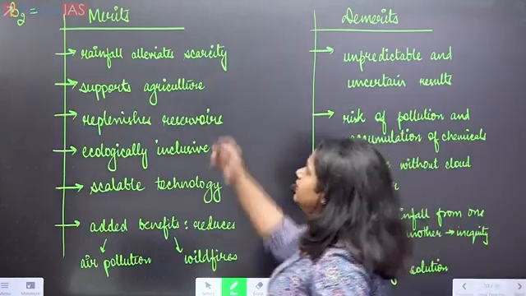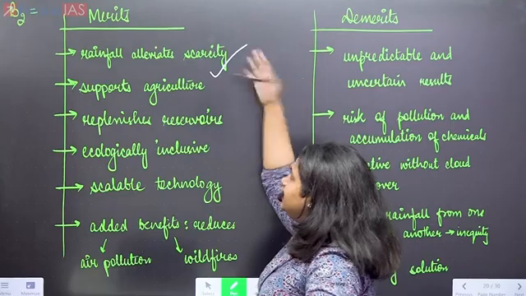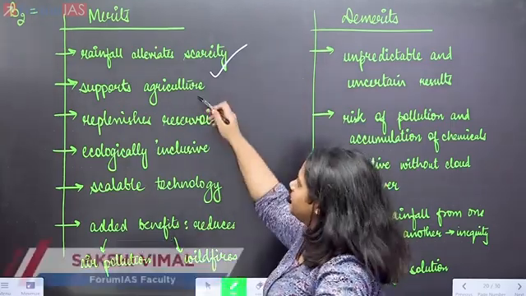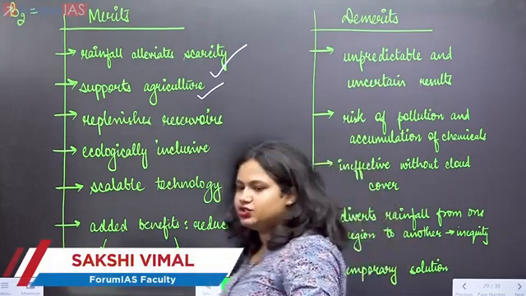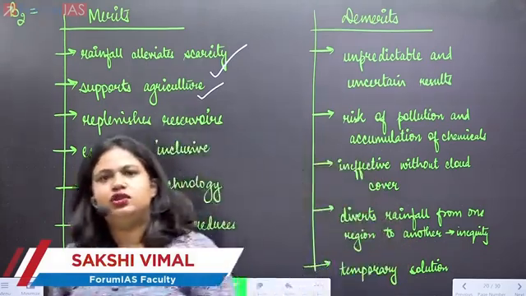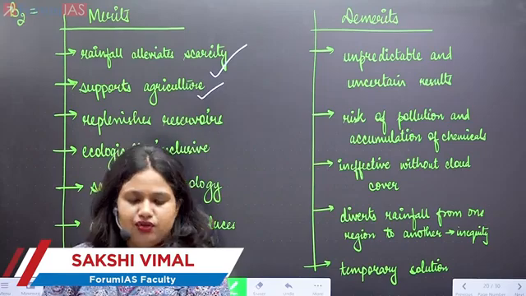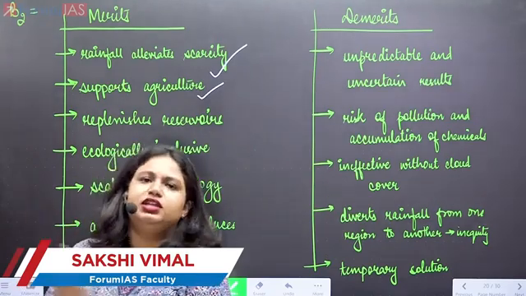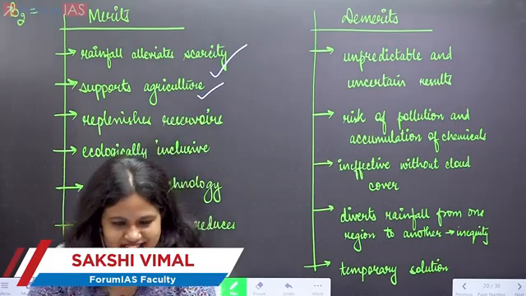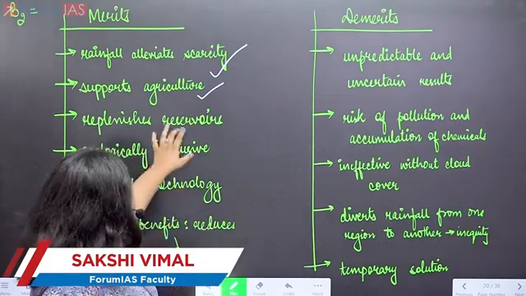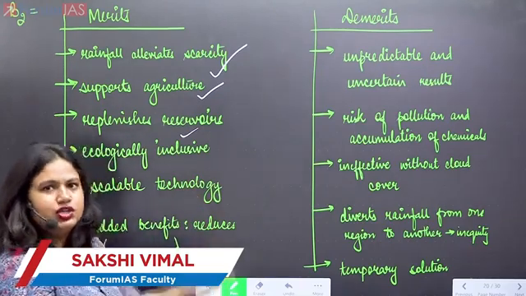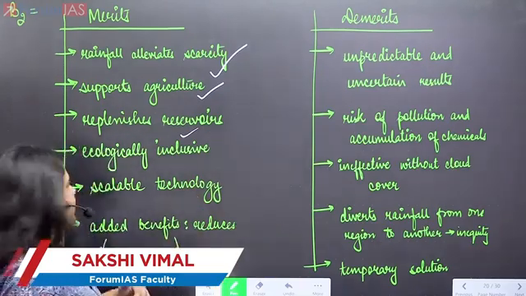What are the merits? First, rainfall will directly alleviate scarcity. If there is rainfall, we have enough water, problem solved. Then it will support agriculture. When there is rainfall, it is not just used for direct consumption by people, it can also support agriculture. Then it will help us replenish reservoirs, rivers, lakes, everything is going to get filled up with water. So there will be longevity in the availability.